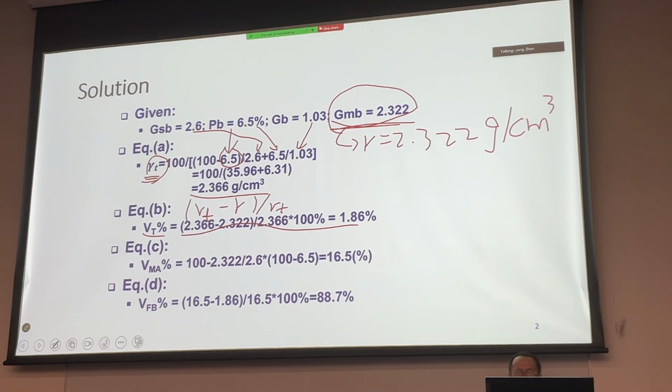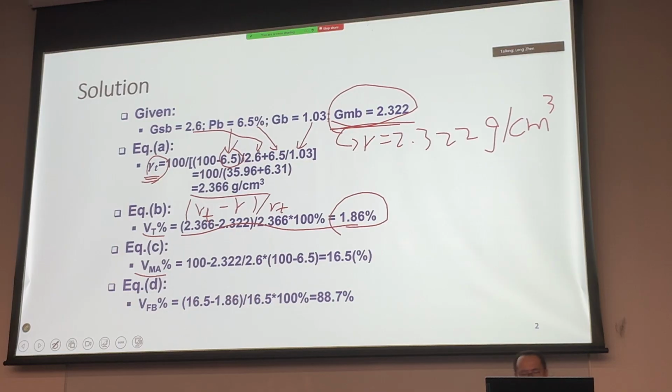So here you can also see that gamma t is always larger than gamma, because gamma t is the theoretical maximum density. It's the density when we assume there's no air void. Whenever there's any air void, then its density will definitely become smaller. This is why bulk density is always smaller than the theoretical maximum density. And then we can get the value of air void content.